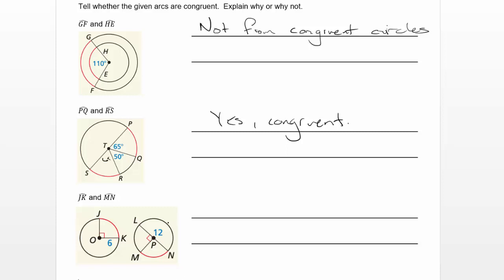Are JK and MN congruent? They have the same interior angle, maybe 90 degrees, or the same central angle, 90 degrees. This whole diameter is 12, which means each of these is 6. I think yes, these are congruent.